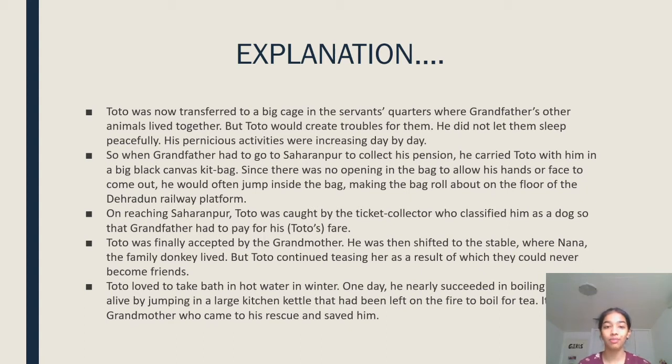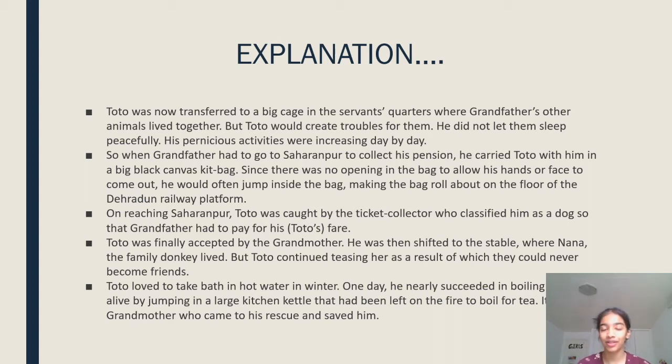Now, on reaching Saharanpur, Toto was caught by the ticket collector and classified as a dog. So again, this point is also important. Make sure to read the textbook thoroughly for this part. And so grandfather had to pay for Toto's fare, though he was a monkey, and he was pretty upset and annoyed about it. Now, Toto was finally accepted by the grandmother.